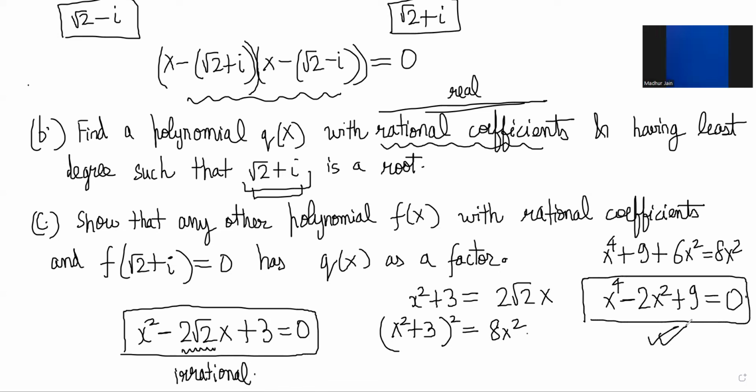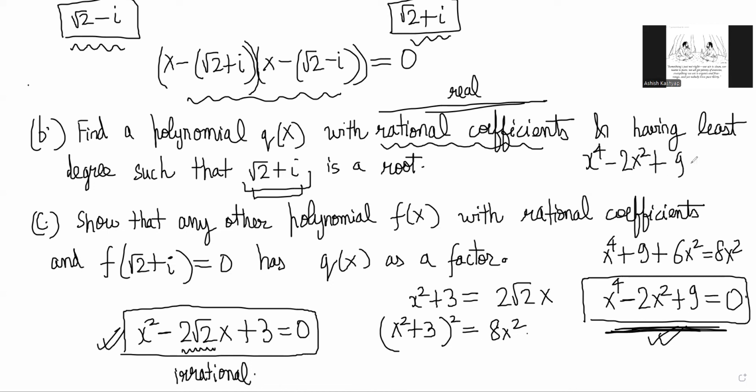Correct? Do you understand that the two roots that we had taken will still be roots of this? Yes, sir. Because we got it from this equation only, no? We have squared it and gotten this, right? I hope everyone is understanding what I am saying. Other people, are you understanding? Okay, fine. So this is a fourth degree equation and we have satisfied the conditions of the problem here. It has rational coefficients and it has root 2 plus I as a root, right?